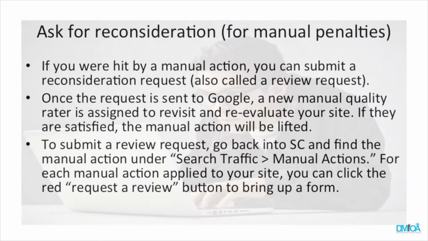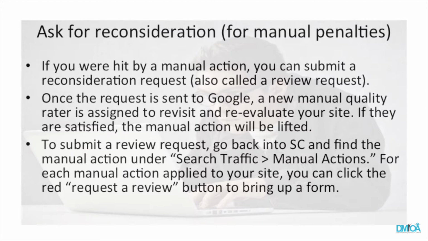After you have sent out the links for removal and you have got your responses, you have disavowed, sent up a disavow file, now is the time to ask for reconsideration. A reconsideration request is a request to Google to review your site after you fix the problems identified in the manual action notification. If you were hit by a manual action, you can submit a reconsideration request.